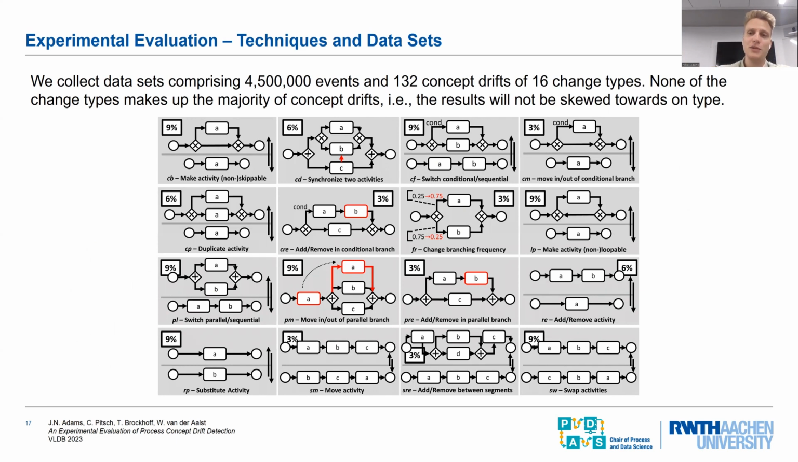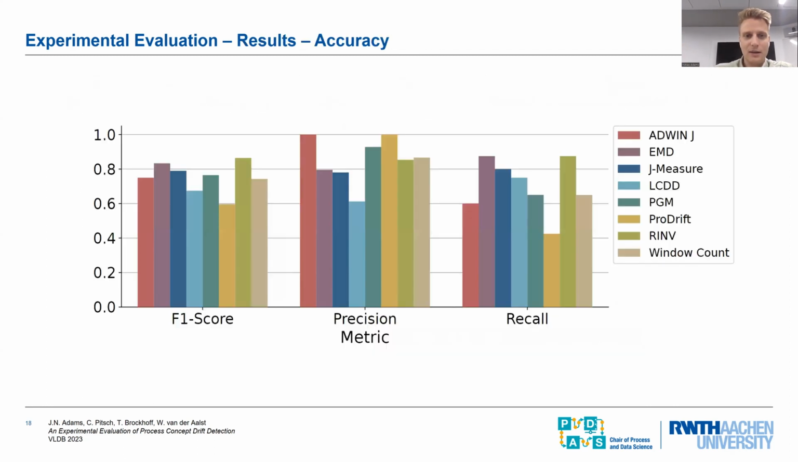And now we come to the change types, and this is 16 different change types. They are quite equally distributed among the data sets, so there's no systematic skew toward one change type. And you can see here some examples. So for example, the first change type on the top left here, it's just making an activity skippable or not. So you can skip a step in your process or you cannot skip it. And there are many other change types here, and you can take a look into them.